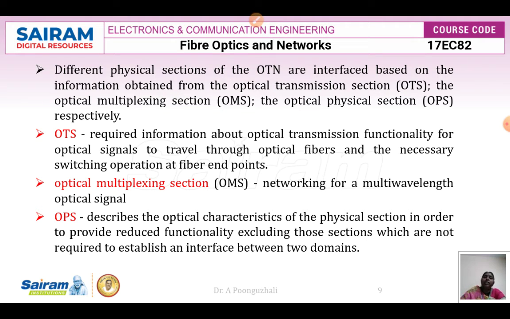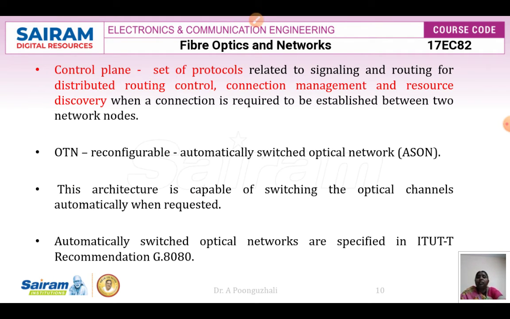So here, based on this, there is going to be an interface provided based on the information obtained from your OTS, OMS and OPS. We are going to have a control plane, which consists of a set of protocols related to signaling and routing, distributed routing control, connection management and resource discovery, when a connection is required to be established between the two network nodes.